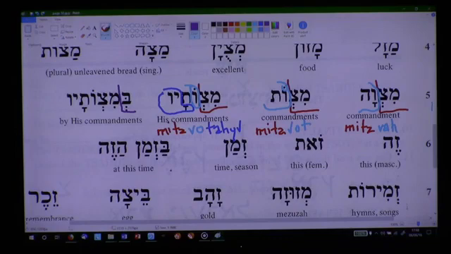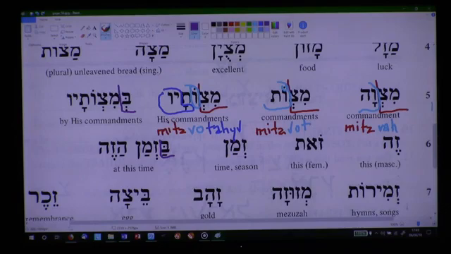In one of our blessings, we use this phrase, "at this time," bazman hazeh. I got my brain mixed up. Bazman hazeh, and the "at" part is, I'm going to go backwards on the colors.